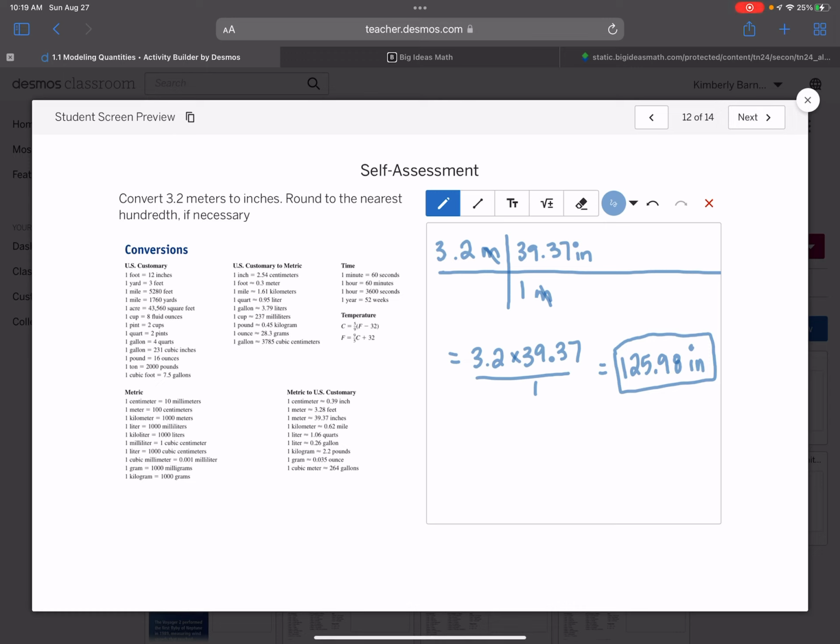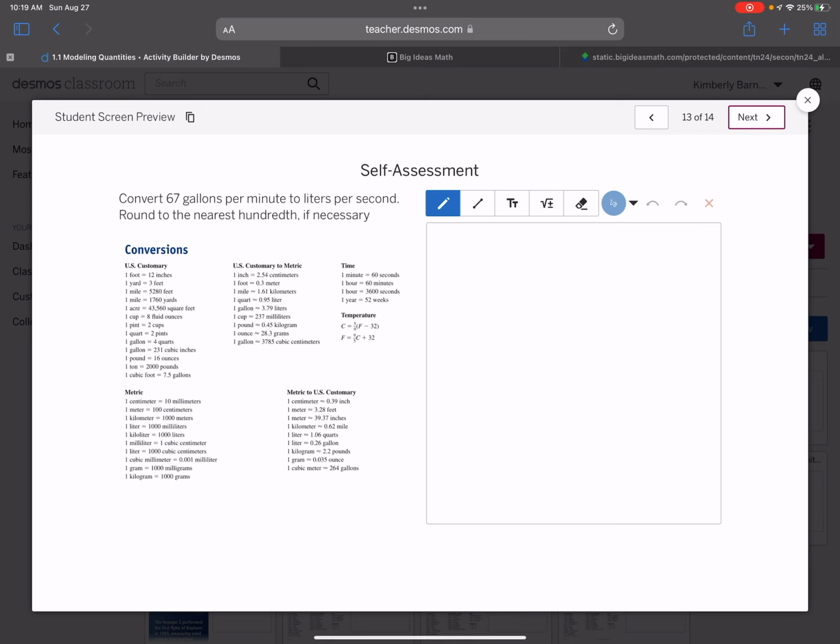All right, pause if you're still working. Next self-assessment problem, go ahead and pause, and then come back and check your answers.